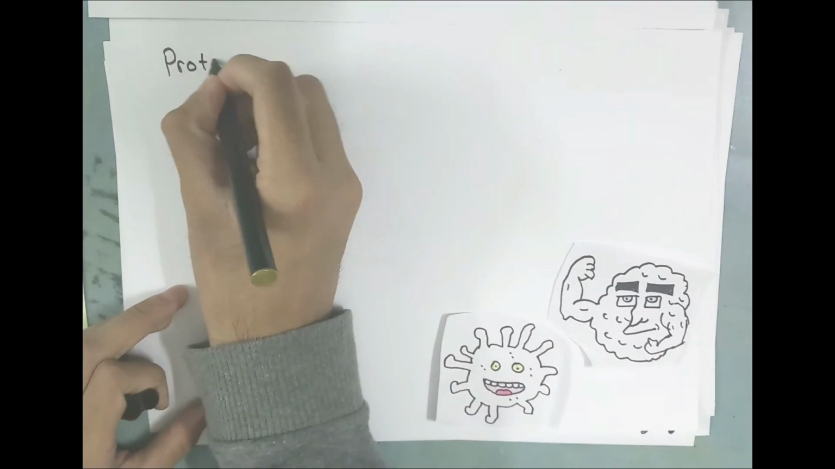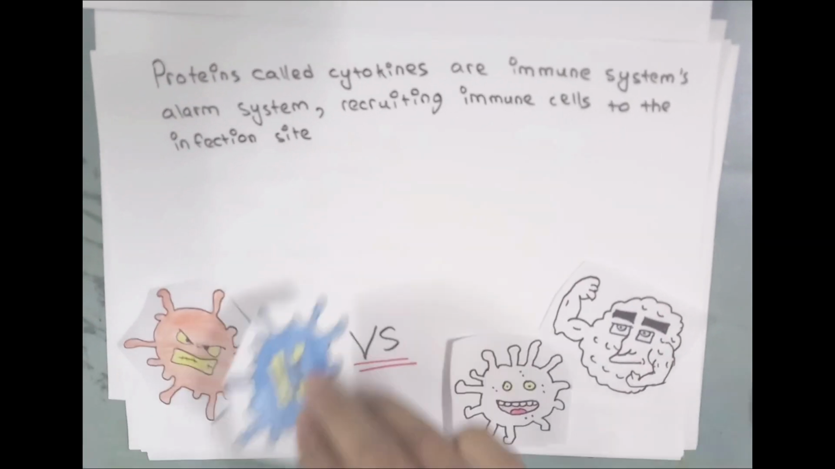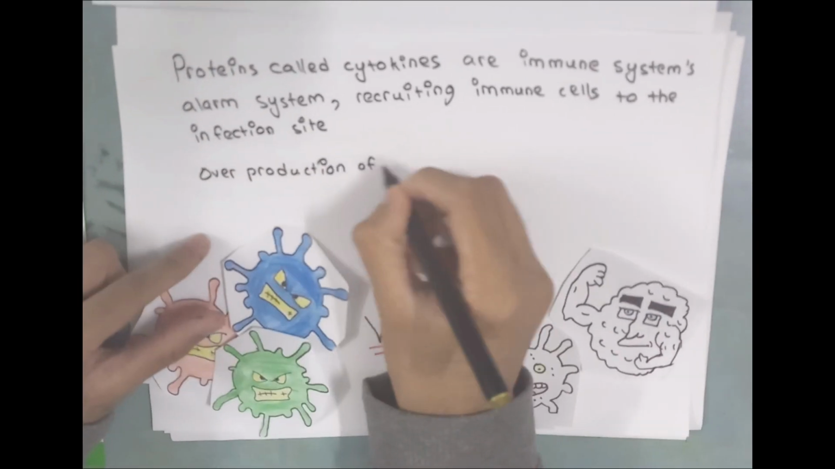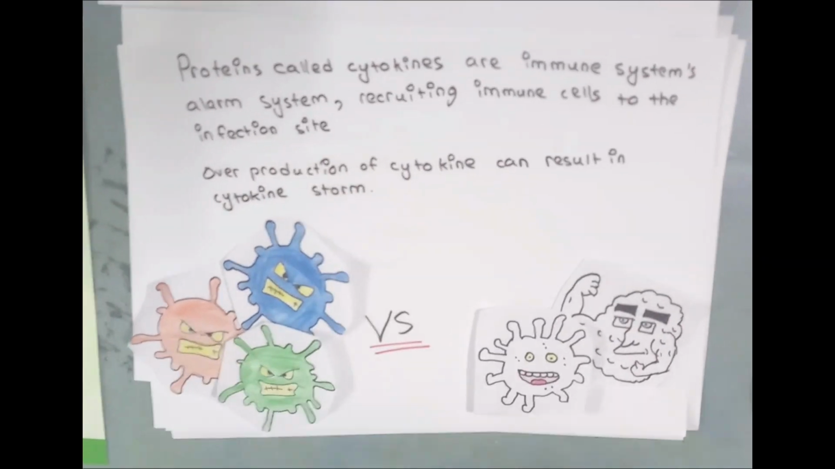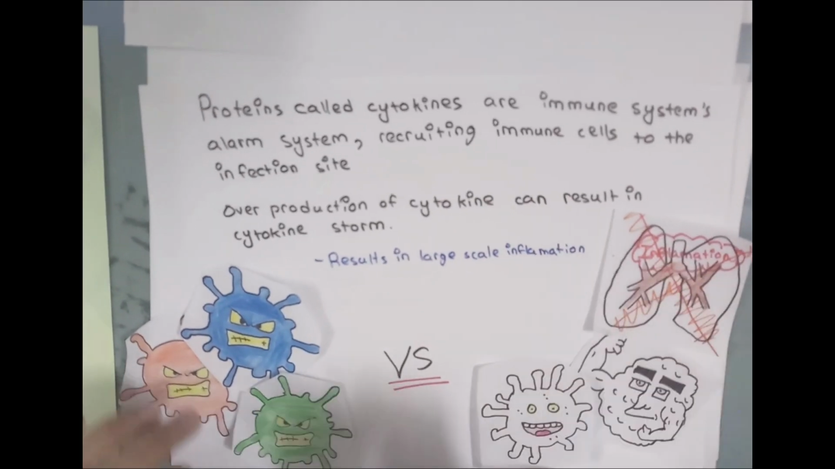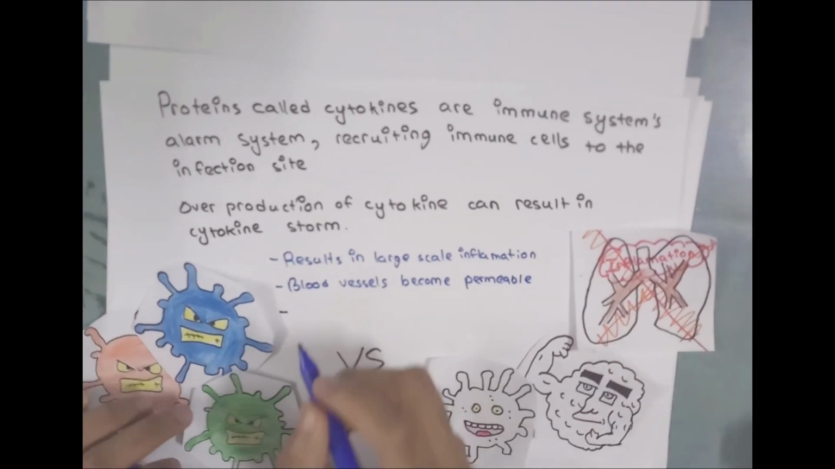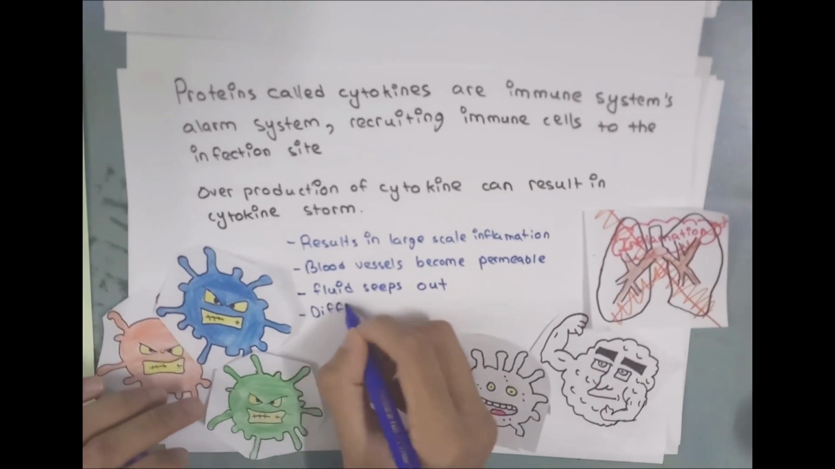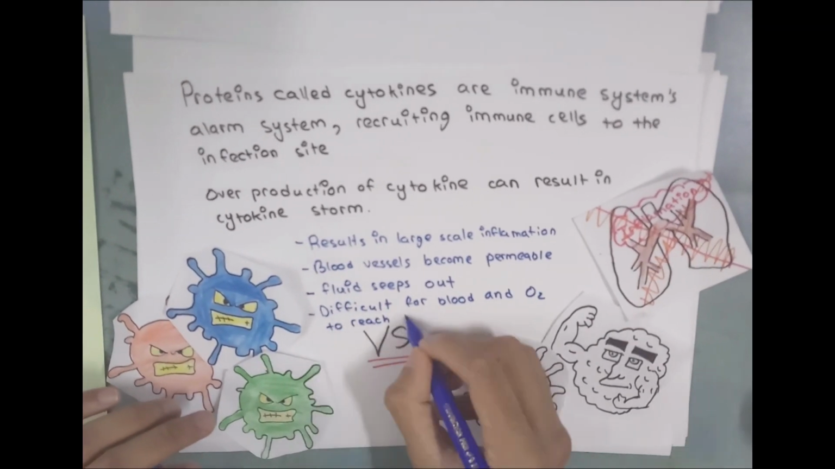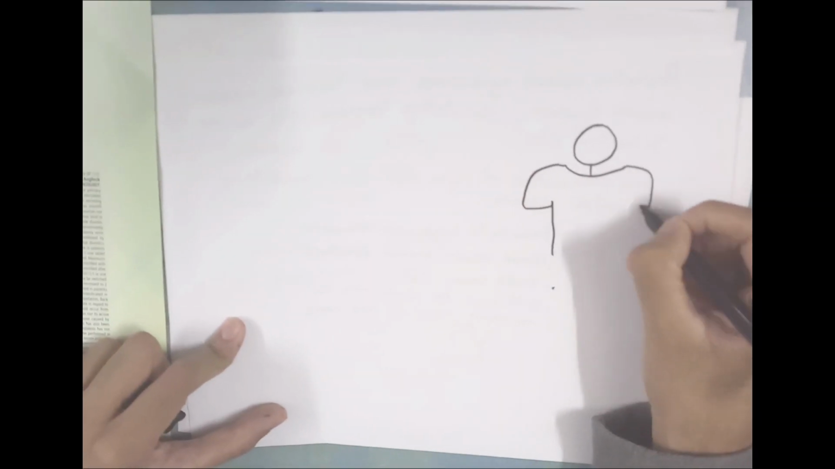Proteins called cytokines are the immune system's alarm system. Overproduction of cytokines can result in a cytokine storm, which results in large-scale inflammation. Blood vessels become permeable and fluid seeps out, which makes it difficult for blood and oxygen to reach the rest of the body and can result in multi-organ failure.